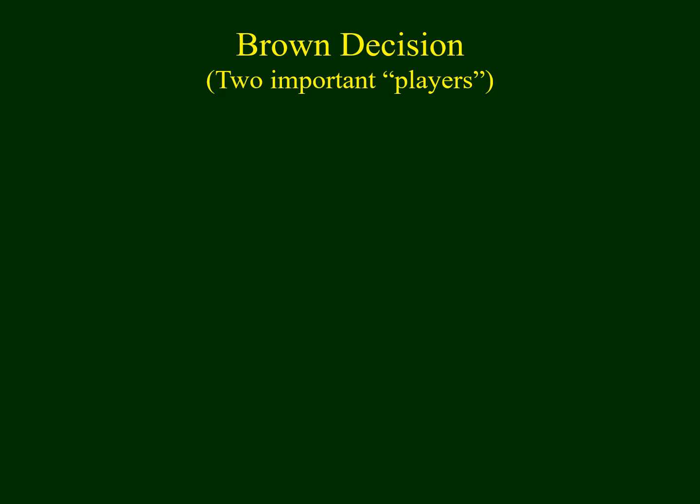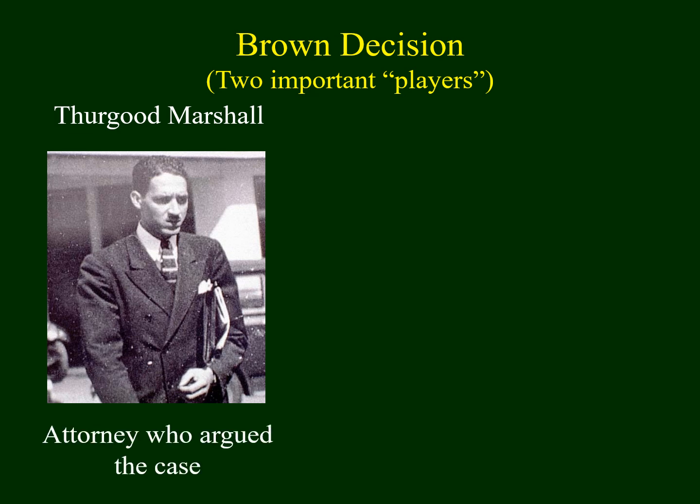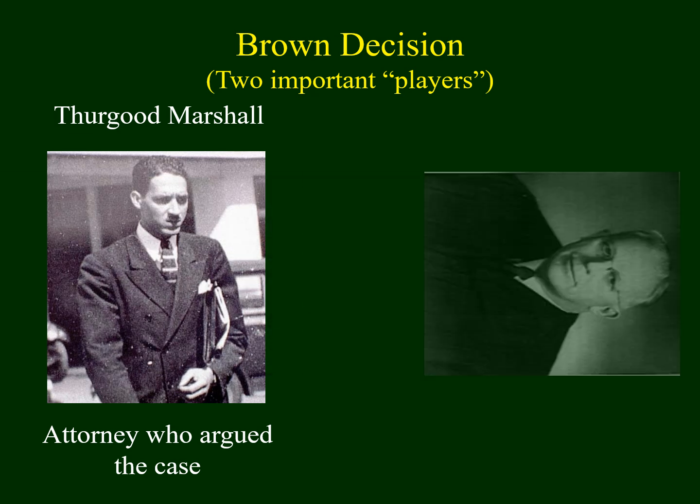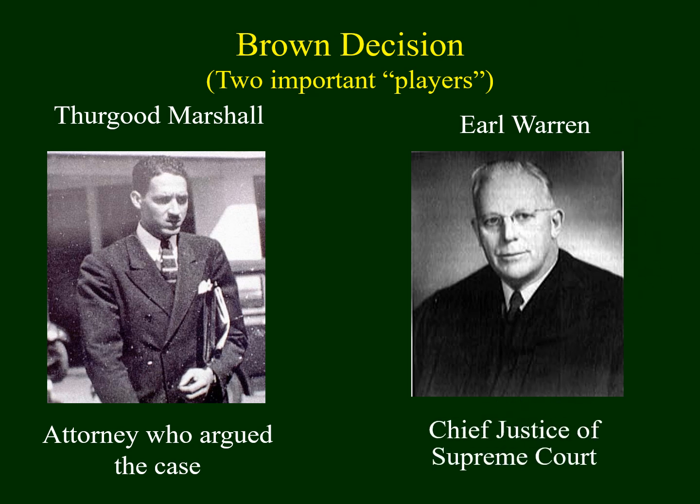Two important individuals shaped this decision, which was eventually handed down by the Supreme Court. On the left, we see Thurgood Marshall. He was an attorney who worked for the NAACP. He worked on behalf of the family and represented them and tried to fight in favor of integration of schools. On the right, we see Earl Warren. He was the Chief Justice of the United States Supreme Court, who worked to overturn segregation in schools.